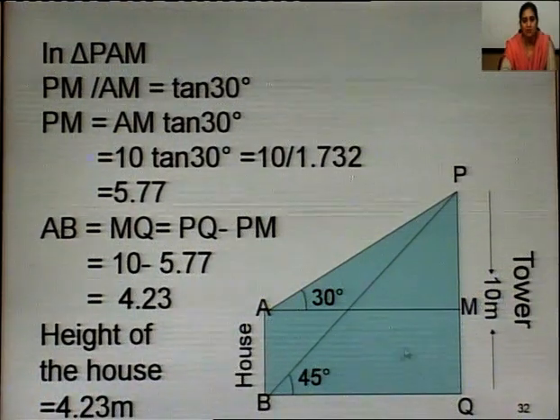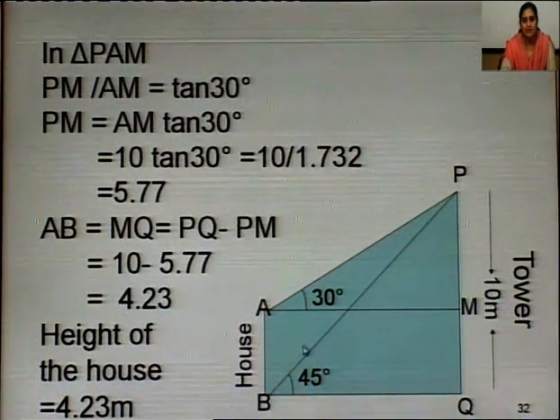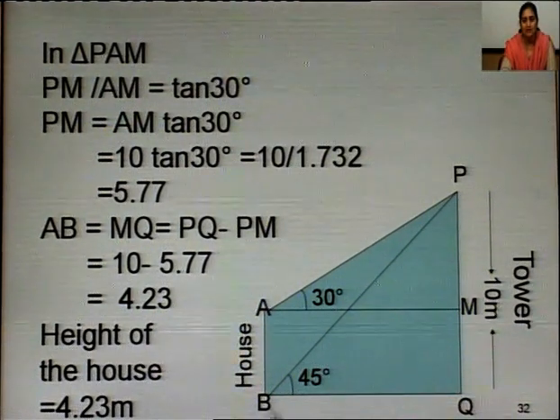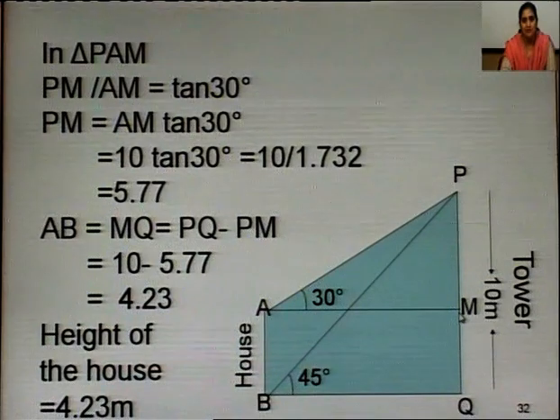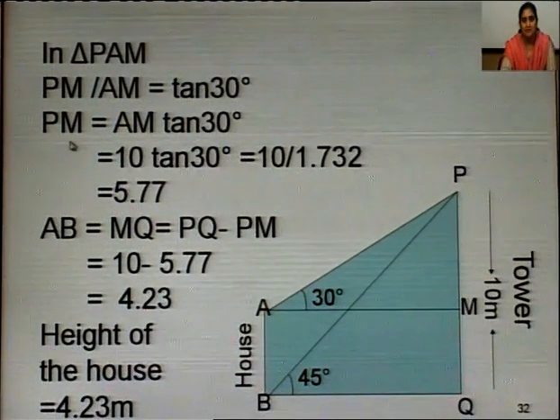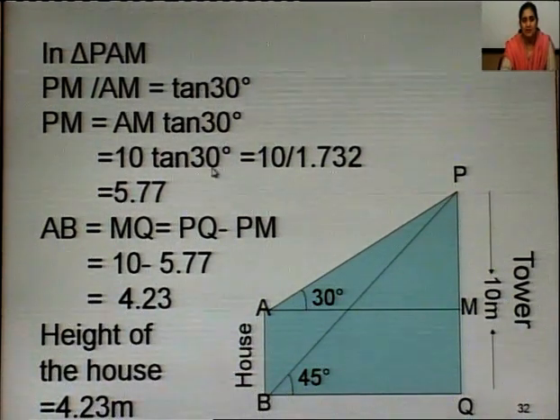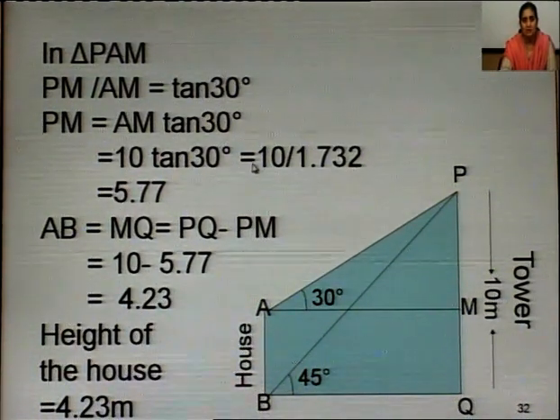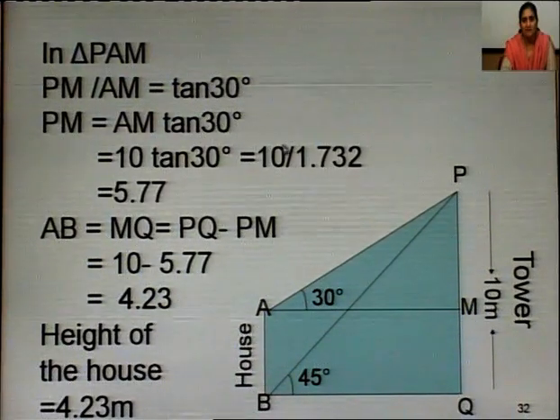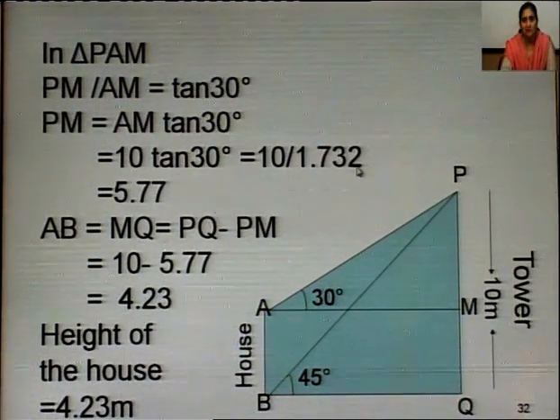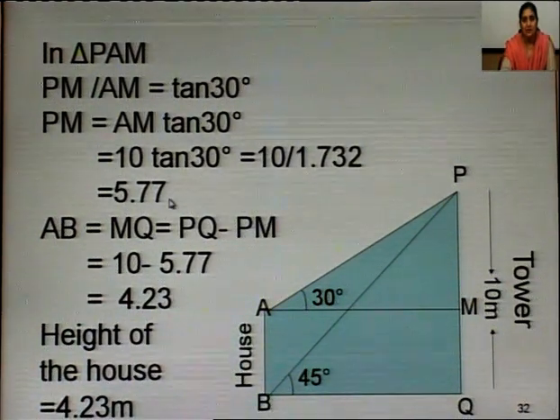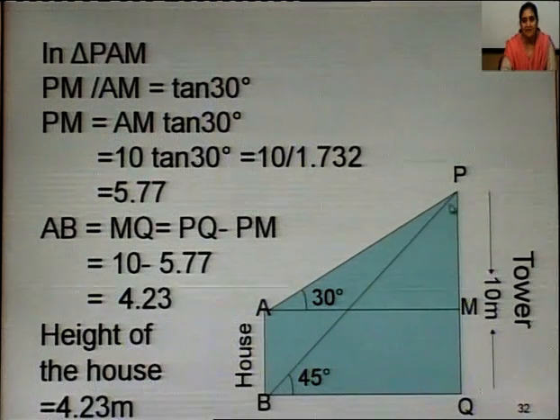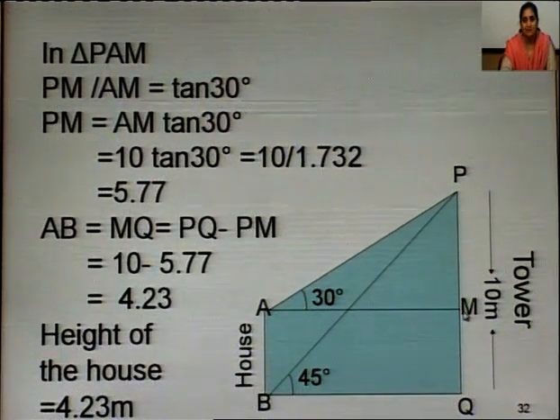We will put the value of AM, because AM is equal to BQ. We have found that BQ is equal to 10 meters, so AM is also equal to 10 meters. So, PM is equal to 10 times tan 30 degrees, and we put the value of tan 30 degrees as 1 upon 1.732. We will get PM as 5.77 meters.